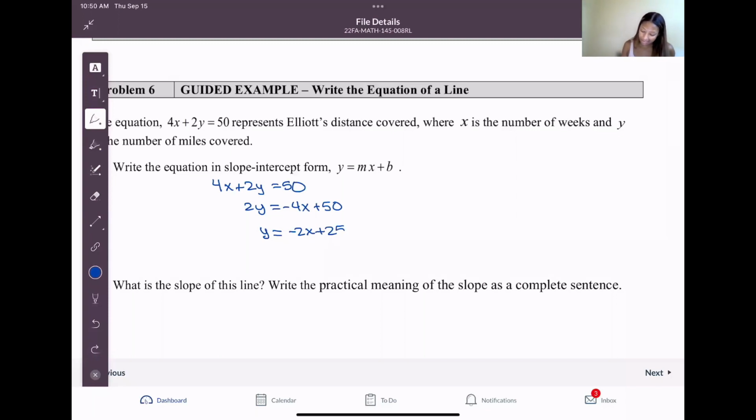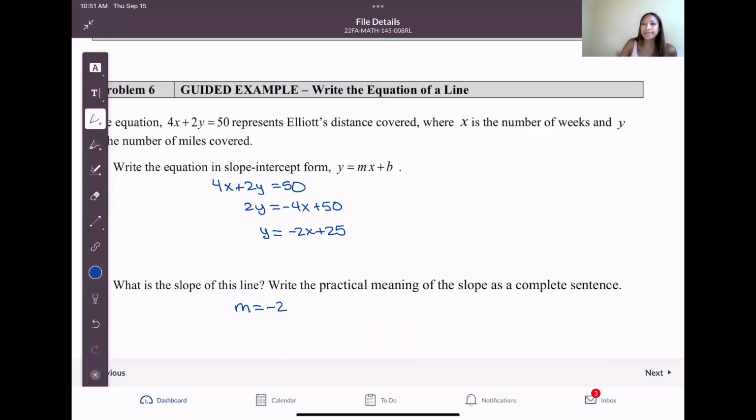All right. Let's interpret what's going on here. So what does that 25 represent? The first week, or week 0, he starts off running 25 miles for every workout. And then the next part is asking us about the slope. The slope here is negative 2. So what does that mean in the context of this problem? Every week, the number of miles that he's running is going to decrease by 2 miles.